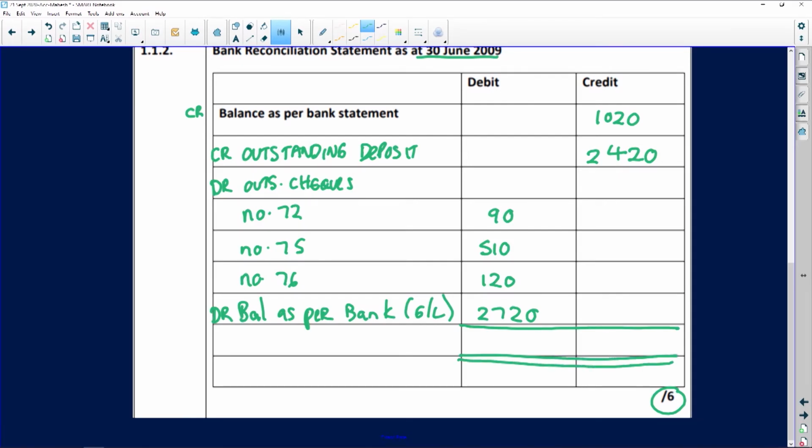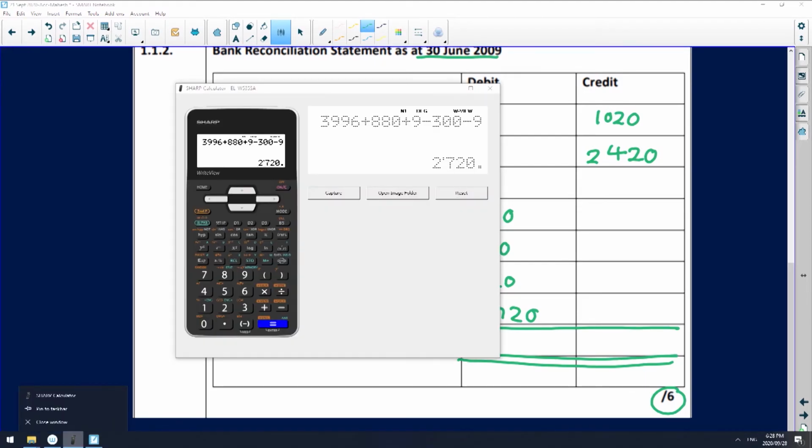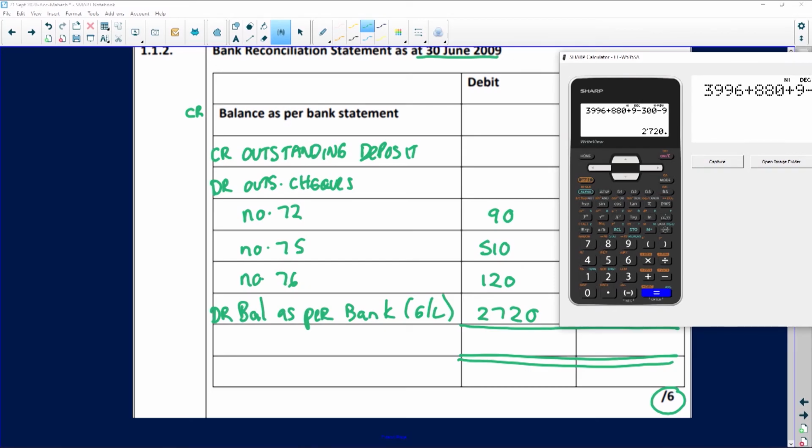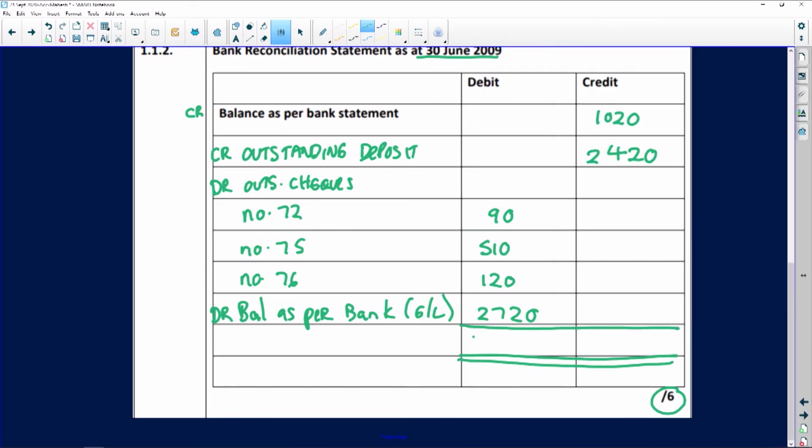And often it's around this time where you get slightly nervous, is it going to balance? So let's now check whether or not it balances or whether I made an error. So I'm going to add up the debit side, 2,720 plus 120 plus 510 and then plus 90. So on the debit side, I'm getting a total of 3,440.